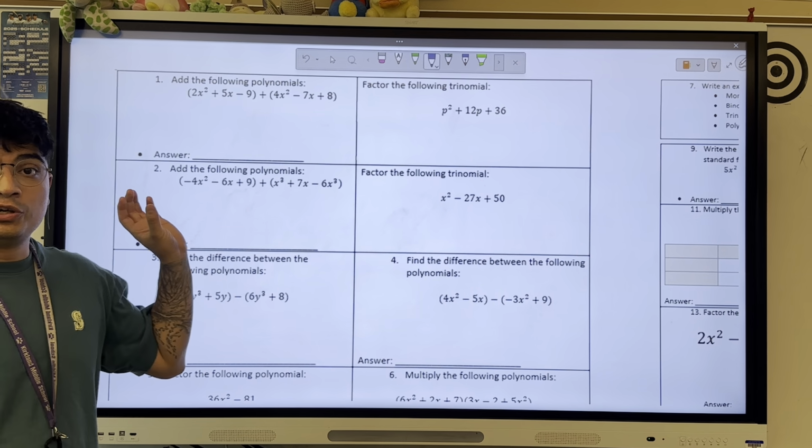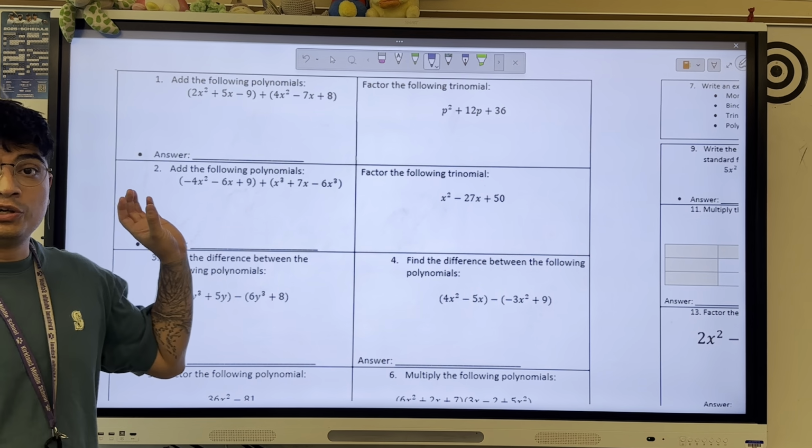30, ooh, wow, man, see, this is where I need kids to catch me. This should have been a 35. 7 times 5 is 35. Going too quick. Double check yourself, because this one should be 6x squared combined with 35x squared should give you 41x squared. But you also have this over here.